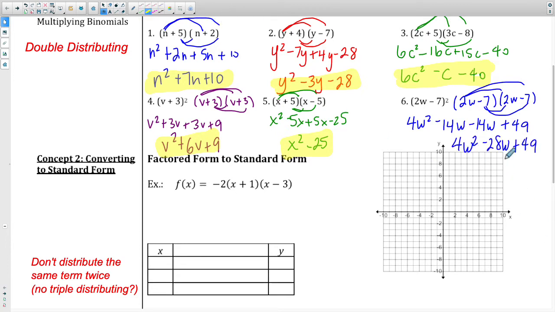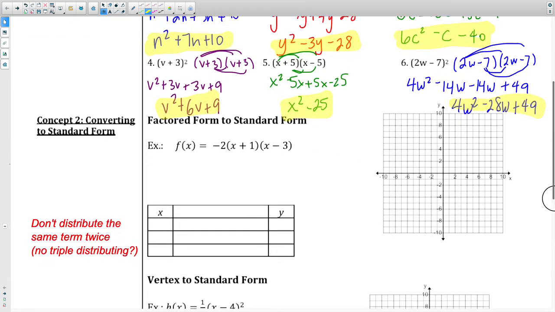So instead of dropping off, they actually add up to a negative 28w. Okay, that is a skill that you should have learned in Algebra 1 and maybe even used in Geometry, and we're going to use it a lot in this unit. I mean a lot. We're going to use it every day, might not be an exaggeration. So let's start off with what we're going to do.